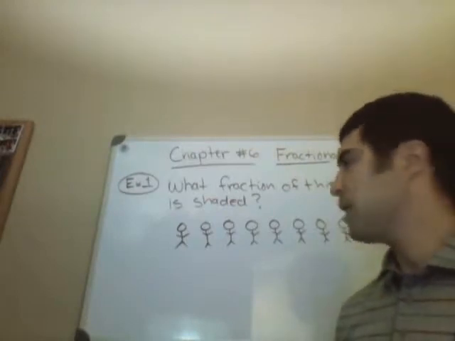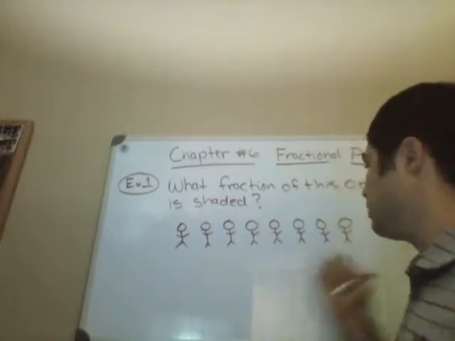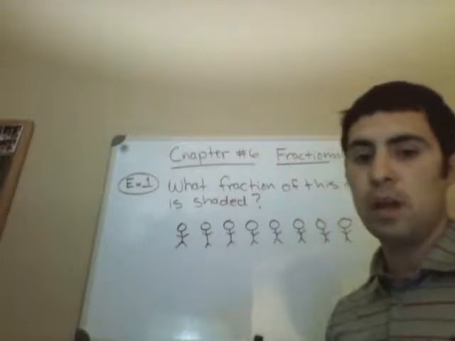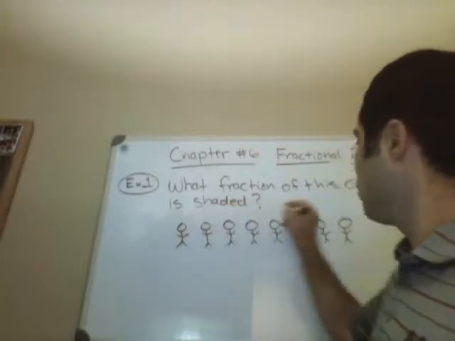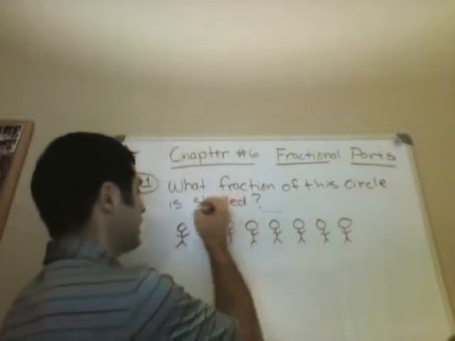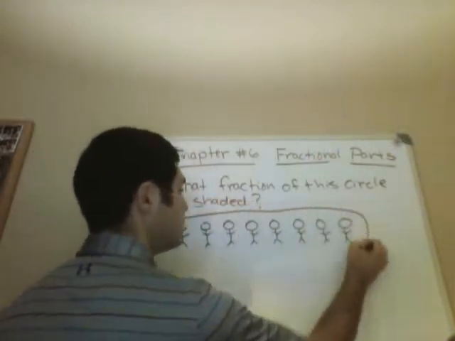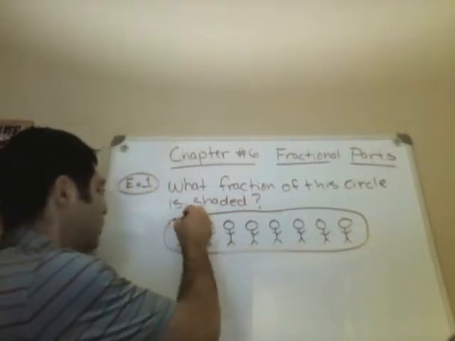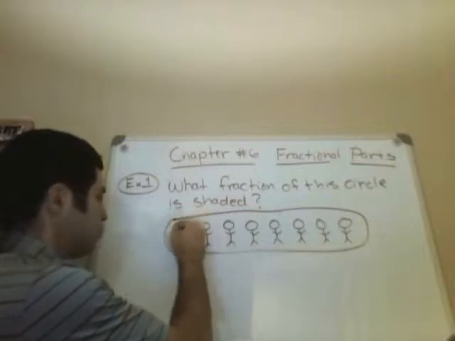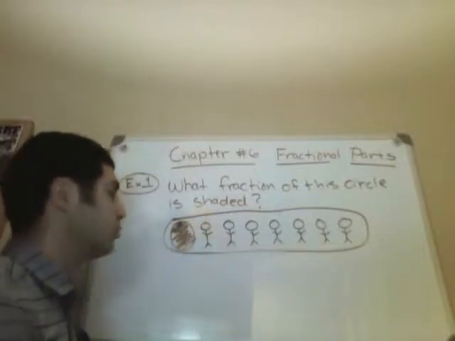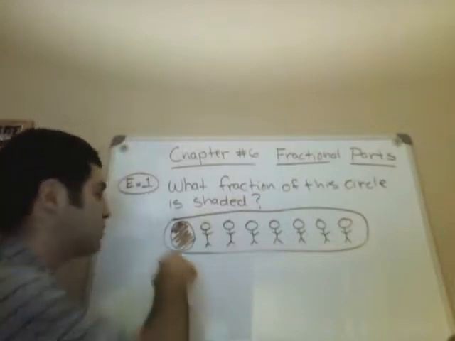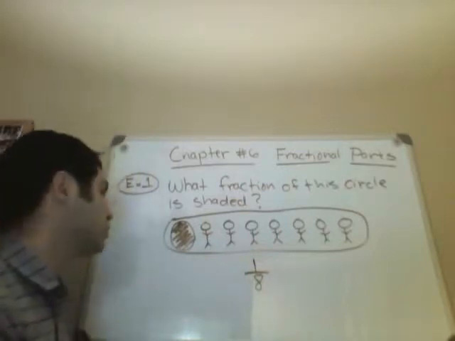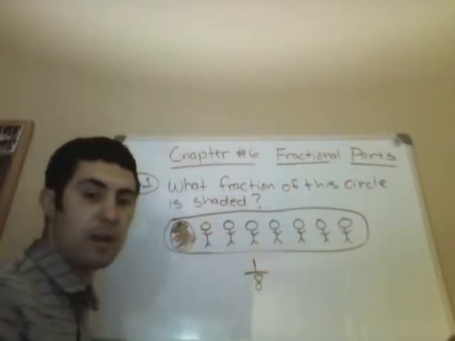Alright, a fraction can also be referring to a group. So if you have a group of 1, 2, 3, 4, 5, 6, 7, 8 people, I took this whole group and selected one person. That one person would be 1 out of 8 people. So 1/8 of this group has been covered up right here.